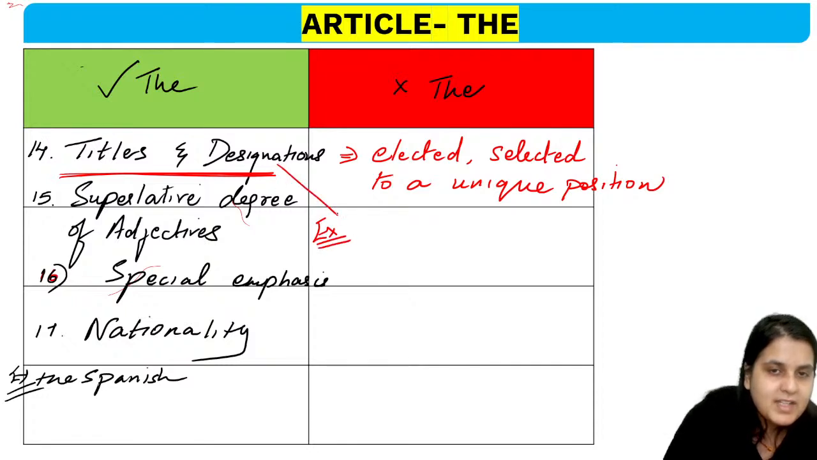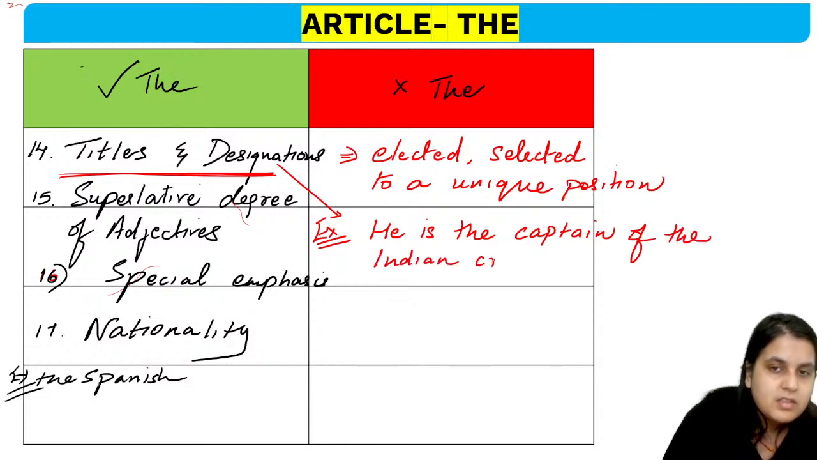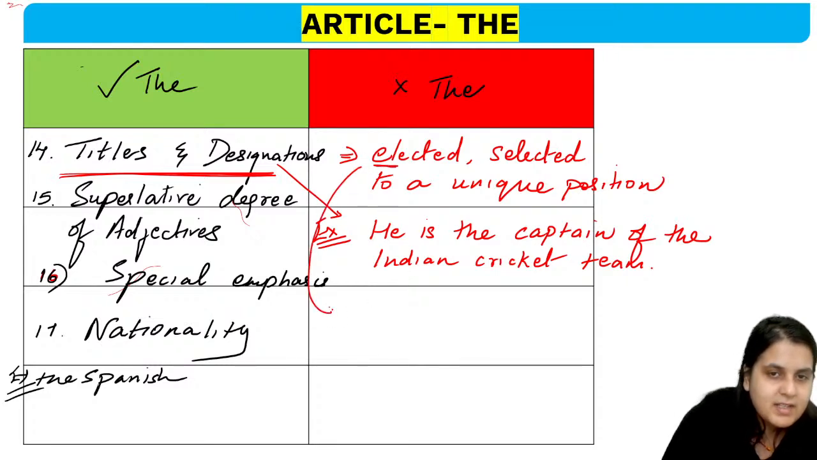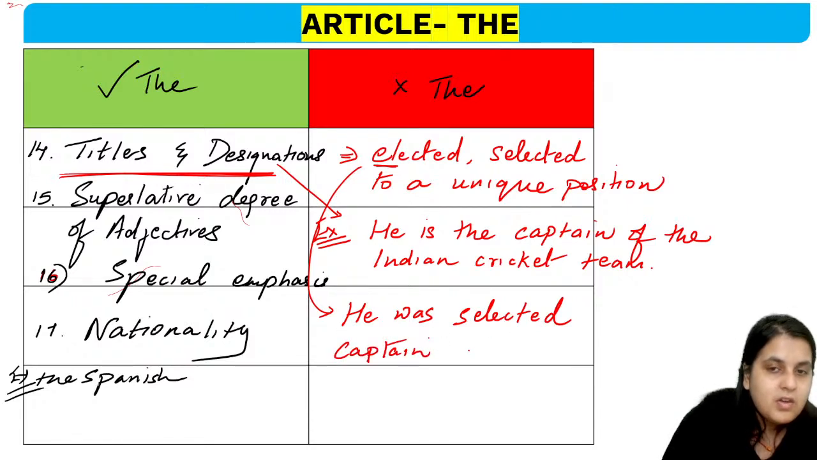Okay, now when we use first titles and designation, for example, you will say, he is the captain of the Indian cricket team. Right, he is the captain of the Indian cricket team. We use the here because this is basically a designation. Now, ये वाला example देखो. He was selected captain of the Indian cricket team.